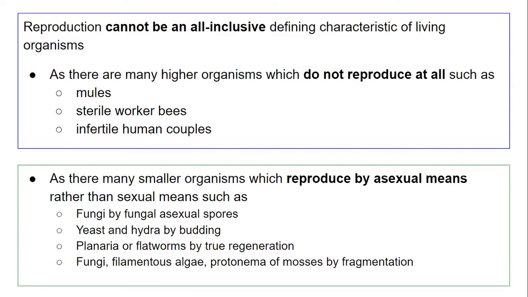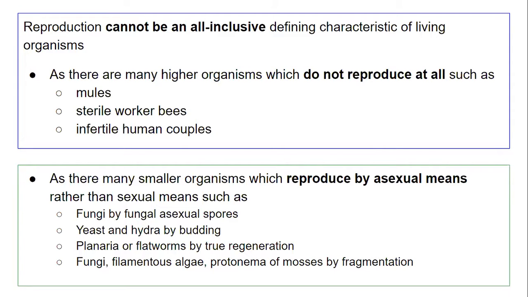You must know about the sterile worker bees. Their only work is to bring honey, whereas there are separate bees which mate with the queen bee. The rest are all sterile. They are the worker bees. You must know about hybrids. A mule is a hybrid of a horse and a donkey. And you must also be aware of infertile human couples. They are all higher, multicellular organisms, but they do not reproduce at all. And that's why reproduction is not an all-inclusive feature of living beings.